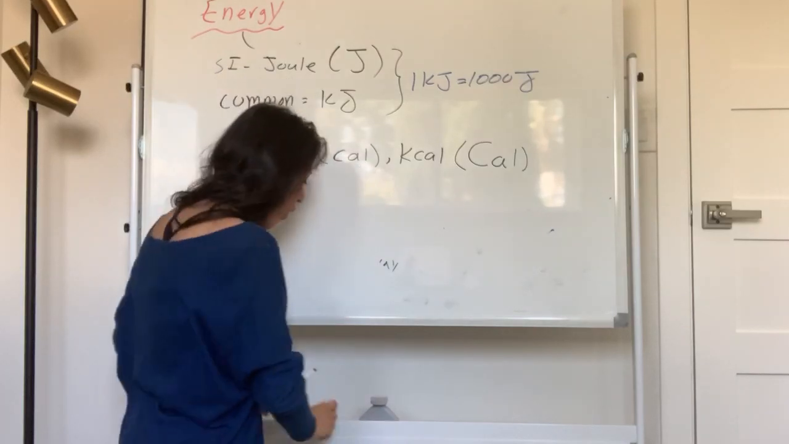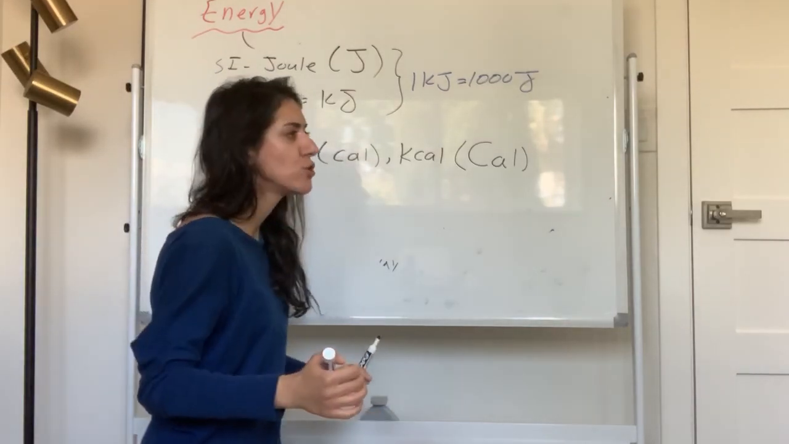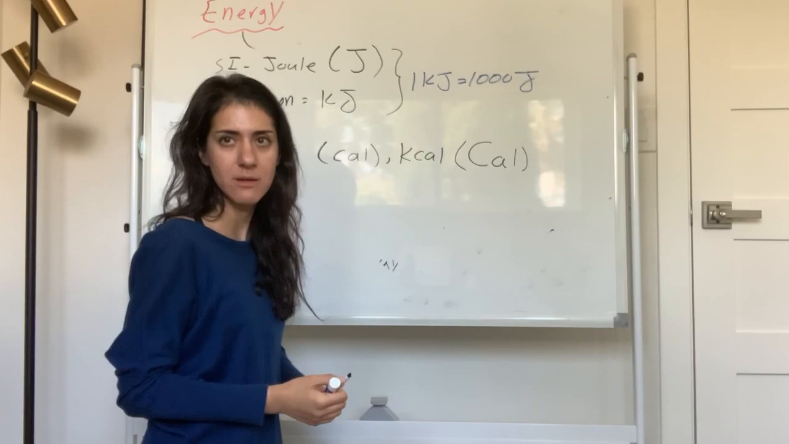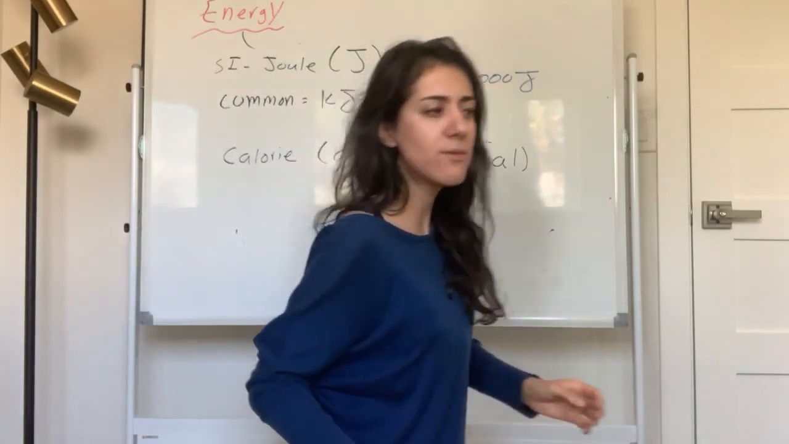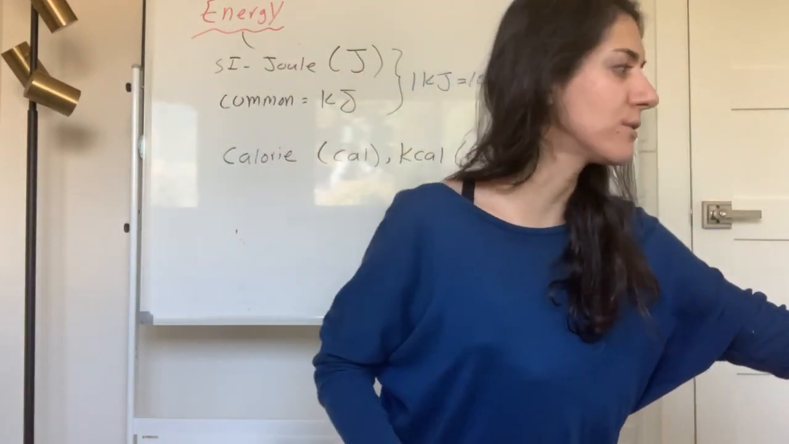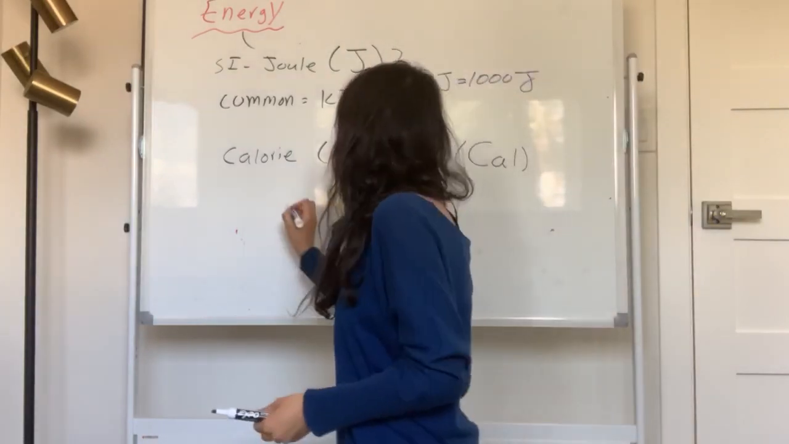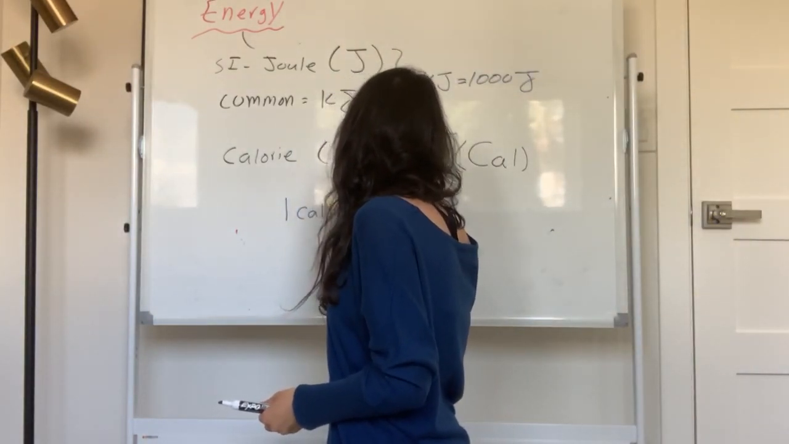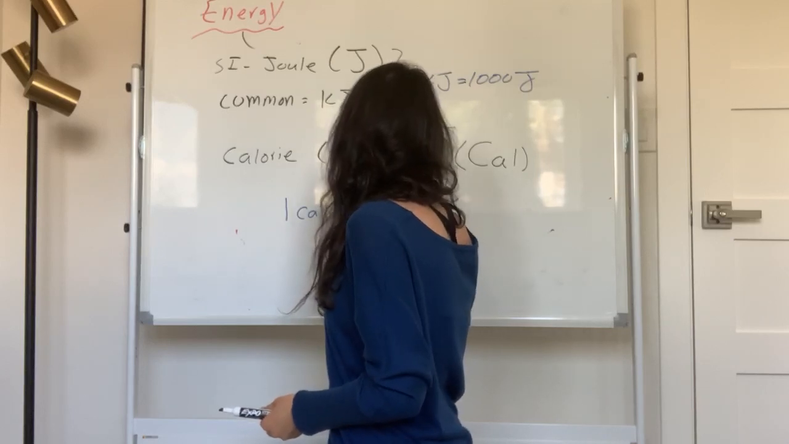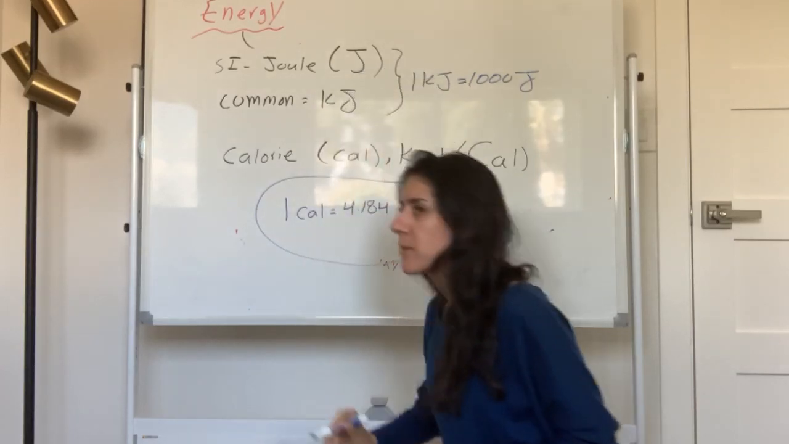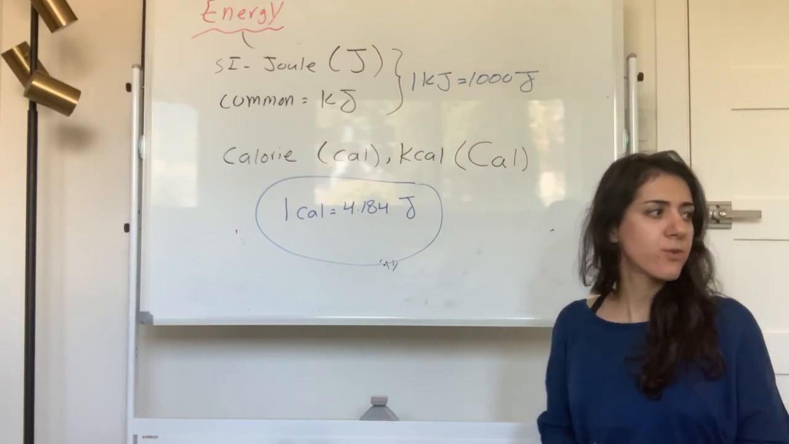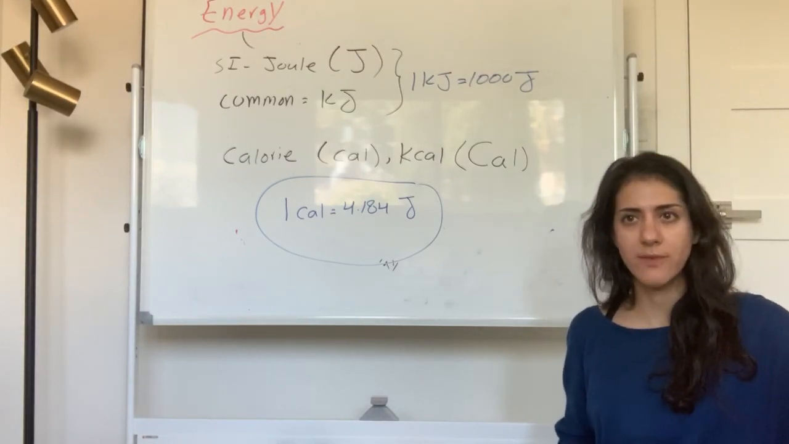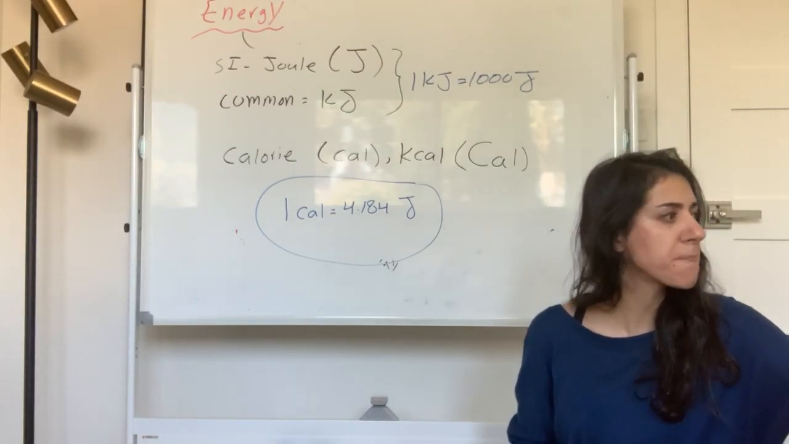Okay. Now, how would I convert between joule and calorie? What do you think? There's a conversion between joule and calorie, and that is 1 calorie is 4.184 joules of energy. I want you to remember that. So far, so good? Okay.